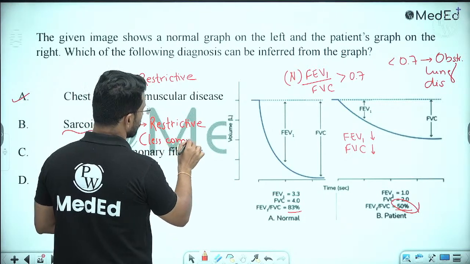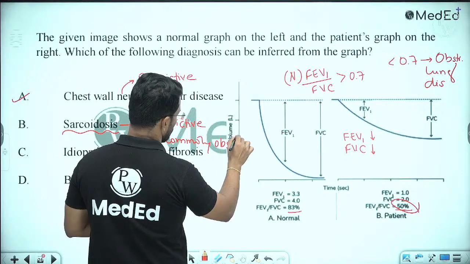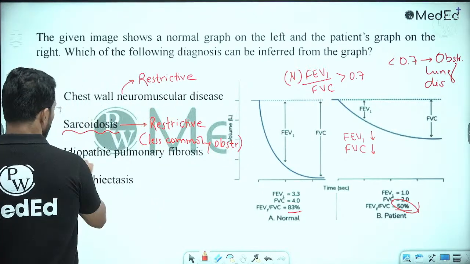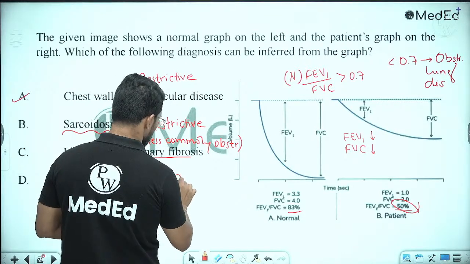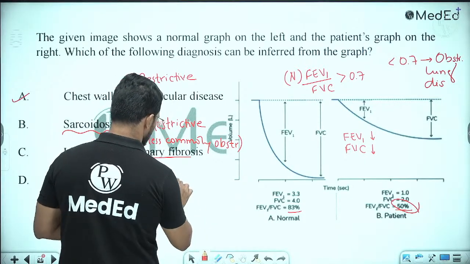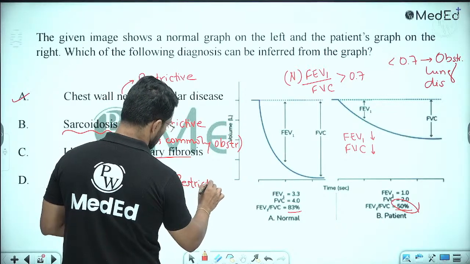Relatively less commonly obstructive disease. Okay. Now idiopathic pulmonary fibrosis or IPF, it's an ILD. So ILD being a restrictive disease. So ILD is also a restrictive disease.